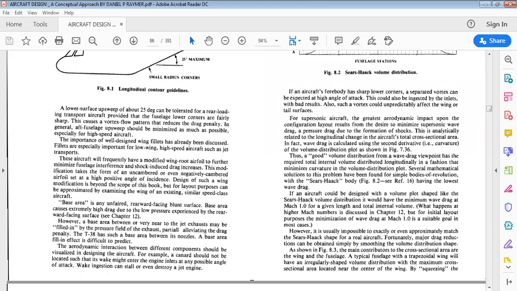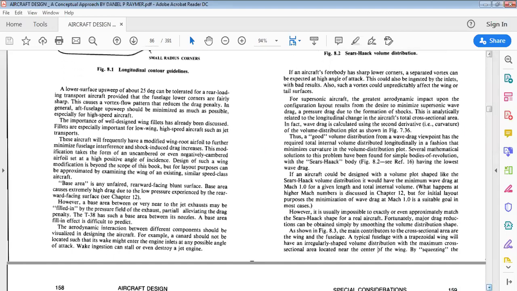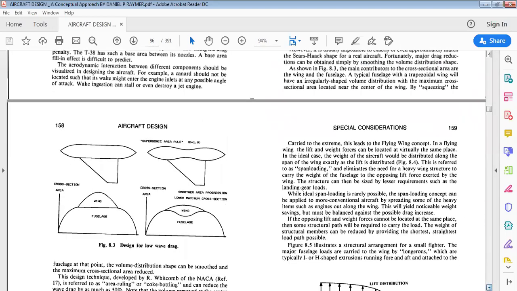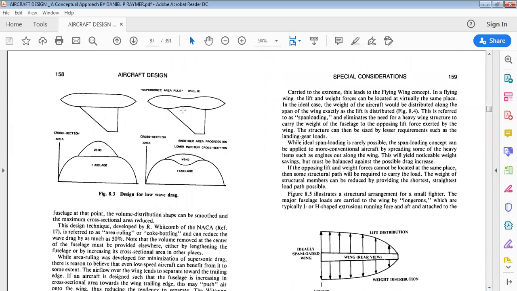When we look here, this is what we are speaking about, the design. This is called volume. You can see volume and the distribution of the volume coefficient. You can see the volume distribution plot and the area under the curve for supersonic area. It's called a Coke bottle, as you can see here. This is the wing, this is the fuselage, and this is the wing. The smooth area progression, lower maximum cross section, and the cross-section area versus length: design for low wave drag. How are we going to design for low wave drag according to the sections?